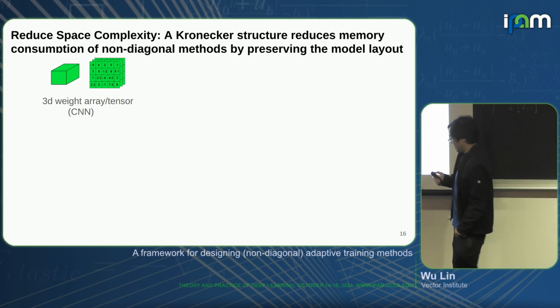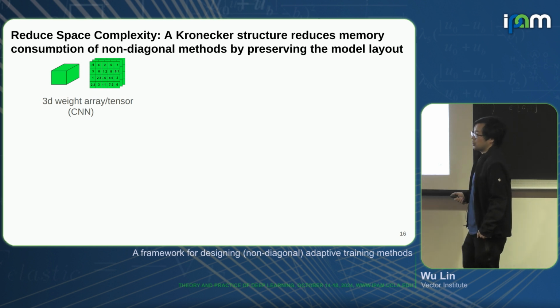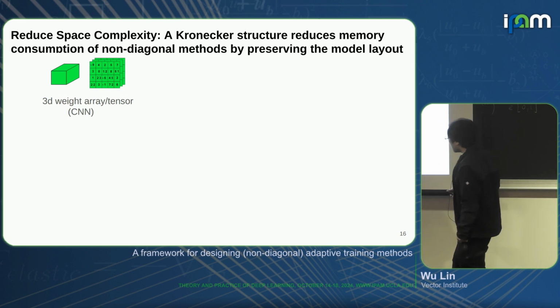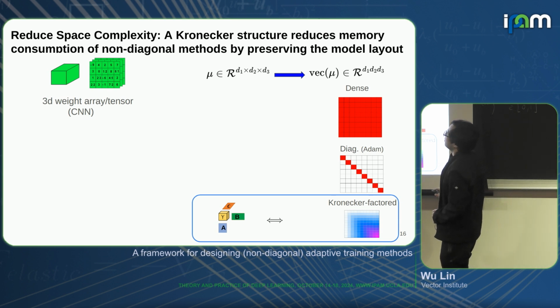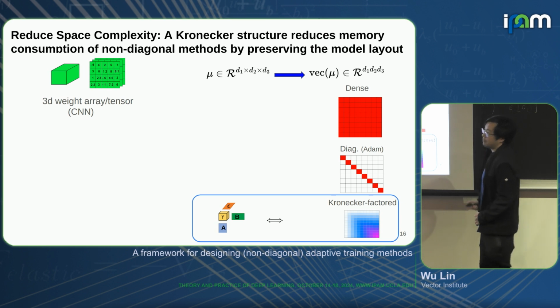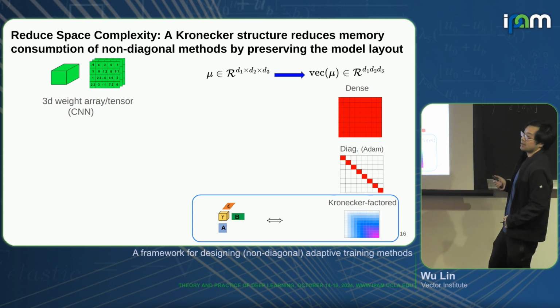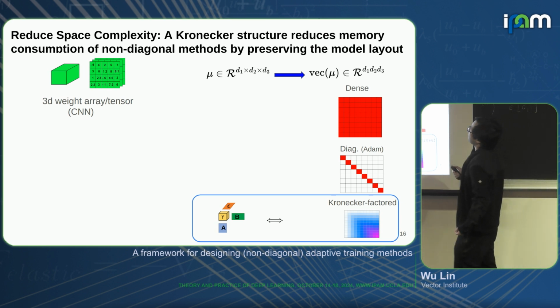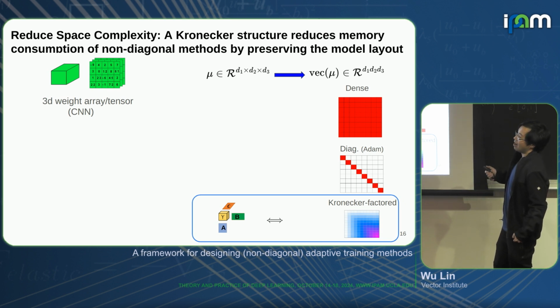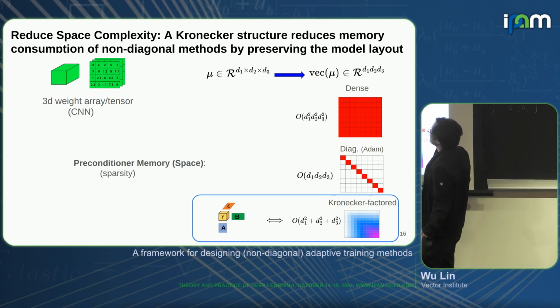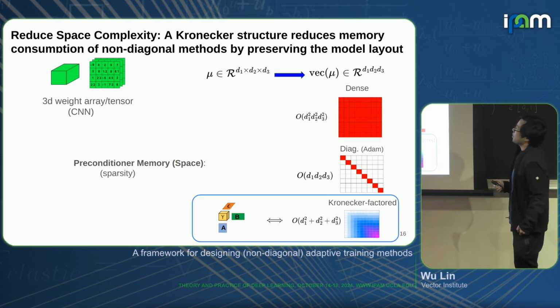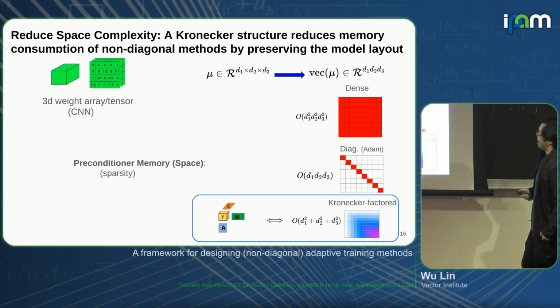As an example, let's consider a three-dimensional weight tensor used in a convolutional neural net. To learn this weight tensor, if we're using AdaGrad, we often have to flatten the tensor into a vector. Unfortunately, if we flatten the tensor into a vector, we basically destroy the layout of the model. On the other hand, Kronecker structures preserve the structure of the layout.